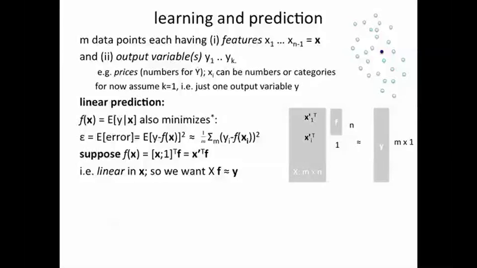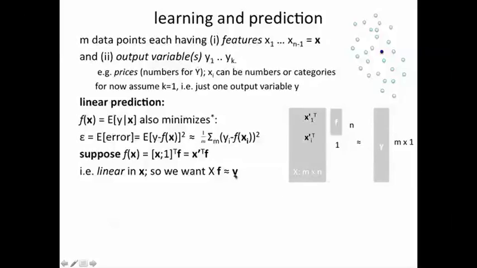Okay, so let's look at our matrix equation once more. We have X, where each row is a set of features for a data point. The value is y sub i for each data point, which is in this m by 1 column vector y. And we want to try to find f such that x times f is almost y. I'm going to use bold y and bold f to indicate that they're vectors.